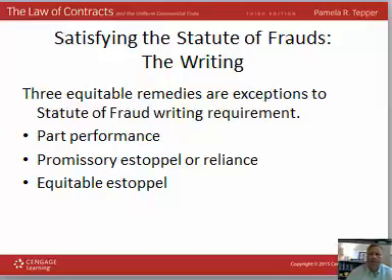Again, with any rule, there are usually exceptions. There are 3 equitable remedies or exceptions to the Statute of Frauds writing requirement. We'll talk a little bit about this with regards to real estate. They're part performance, promissory estoppel or reliance, and equitable estoppel.